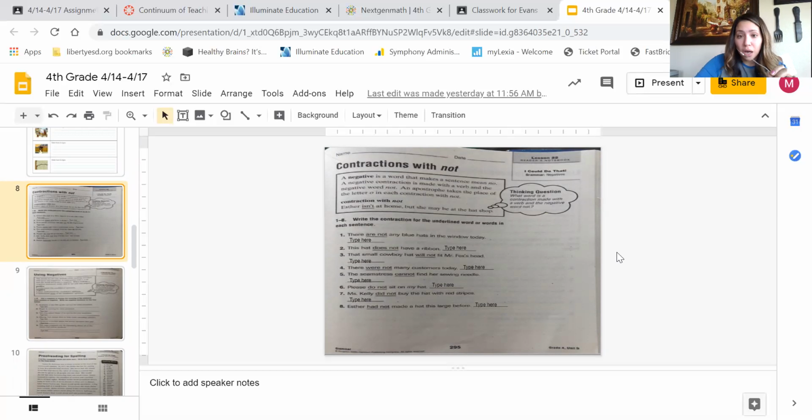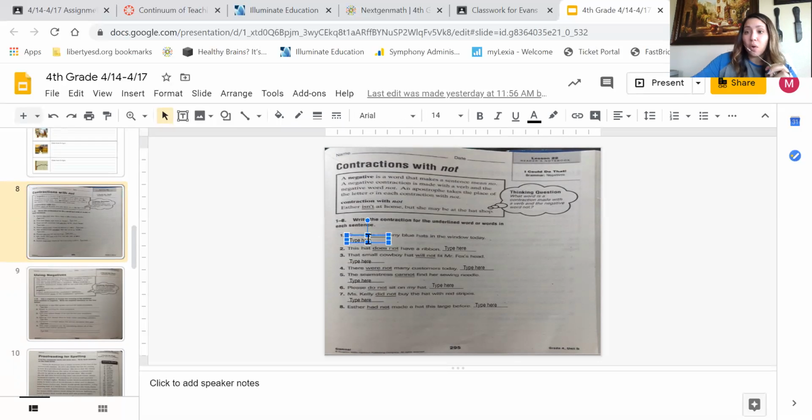So there are not any blue hats in the window today. The contraction is whenever you are making two words into one with the apostrophe. So for example, are not would be aren't. There aren't any blue hats in the window today. Okay, so you could type your answer here, you guys, or do it in your reader's notebook. Okay, those are your options. You only do one. You don't do the page on here and in your notebook because it's the same work.